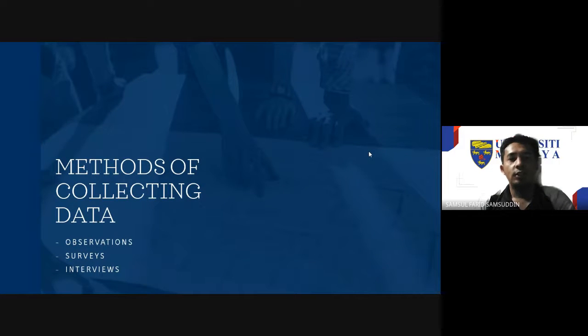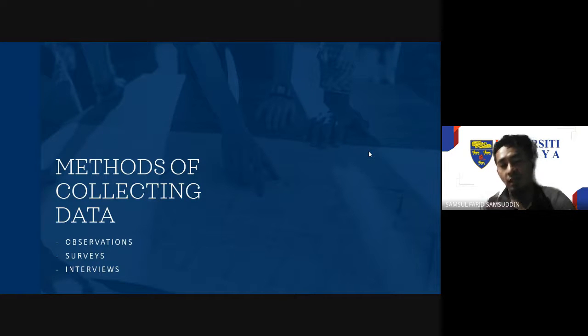All right. So these methods of collecting data. Based on my school of thought, whether your research design is qualitative or quantitative, these are the main methods of collecting the data: either going through observations, or surveys, or interviews.